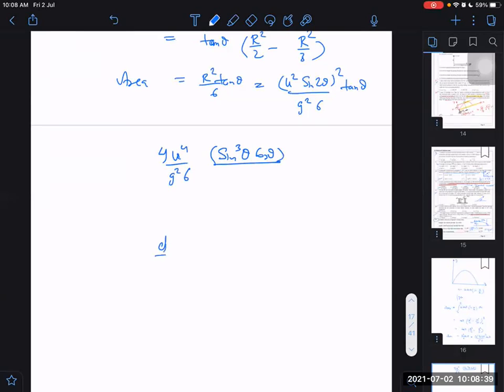For this to be maximum, I can say d by d theta of sin cube theta into cos theta. What is that equal to? Sin cube theta into derivative of cos theta is minus sin theta plus 3 sin square theta into cos theta is equal to 0. Are we getting answer now?